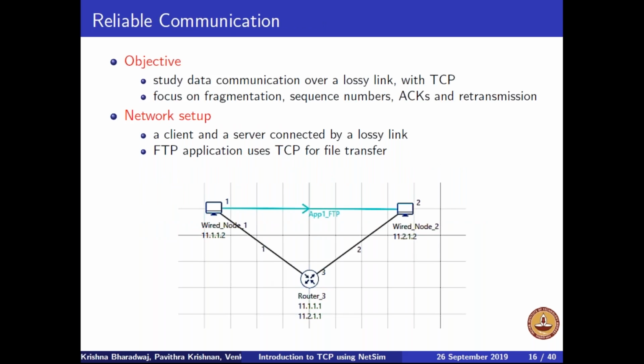Let's go to the second experiment, where the focus is on reliable communication. To appreciate how TCP enables reliable communication, we study data communication over a lossy link, and we focus on how TCP fragments the data, the sequence numbers, and the acknowledgement packets, and finally the concept of retransmission. We consider the same setup as before, except that the links are now lossy, so they lose packets once in a while. We again use an FTP application for file transfer.